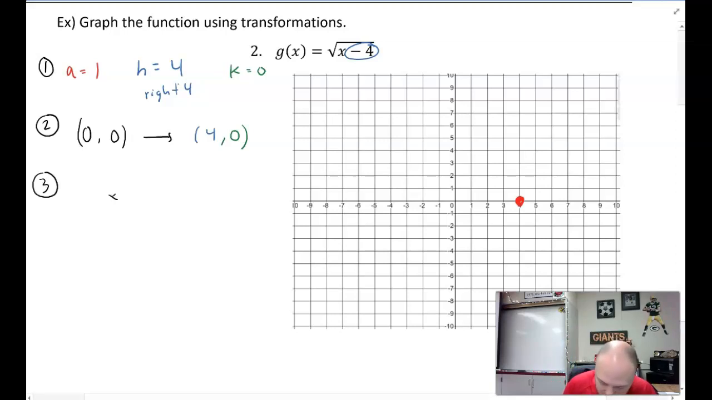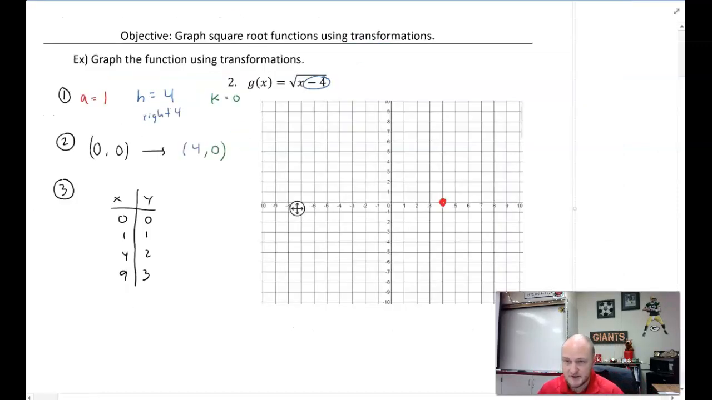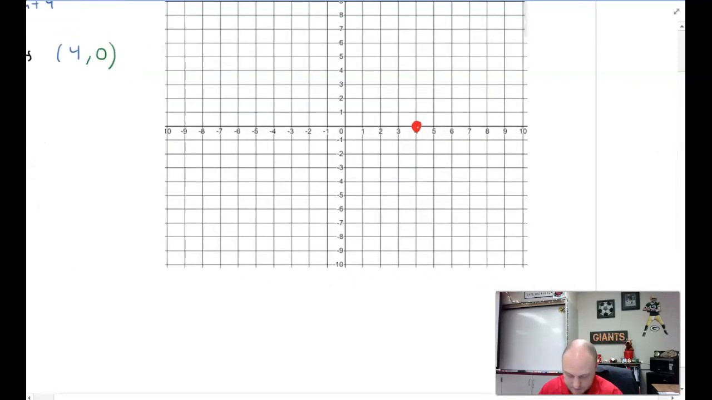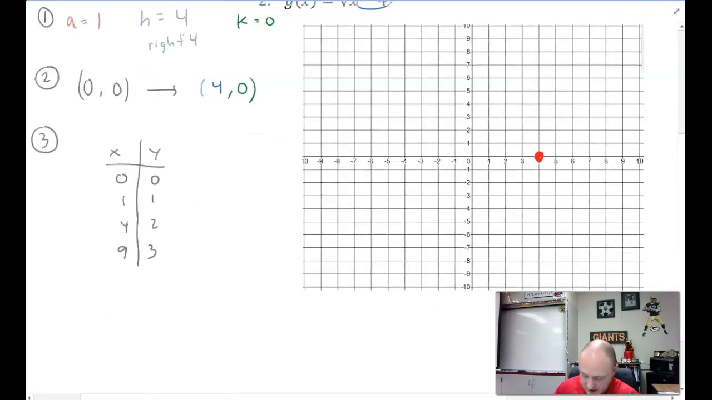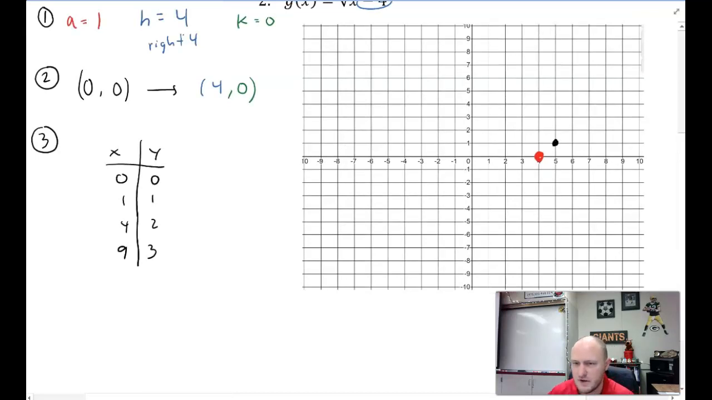So for step 3, I'm just going to list my values. So x, y: 0, 0; 1, 1; 4, 2; 9, 3. All right, and I'm going to plot these. So from this point, 0, 0, my next parent function point is 1, 1. So right 1, up 1. My next parent point, 4, 2. So back to my anchor point, 1, 2, 3, 4, up 2.